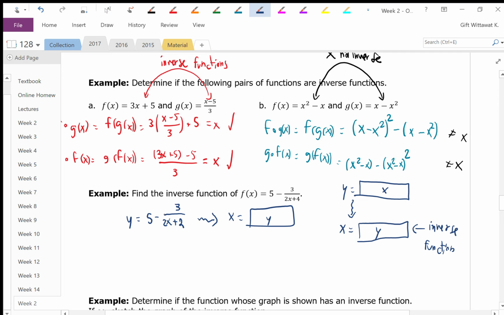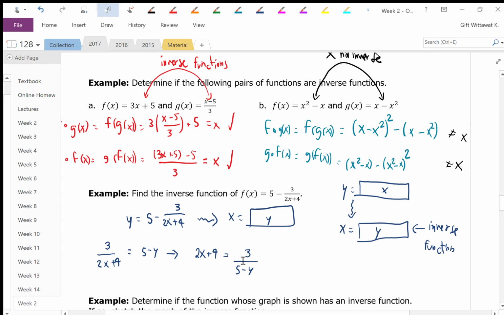From here I can move this one to the other side. So I have 3 over (2x plus 4), and this should be a 4, equals 5 minus y. And then I take the inverse on both sides, so it's going to be 2x plus 4. I move 3 to the other side, so instead of divided by 3, that's going to be 3 divided by (5 minus y).